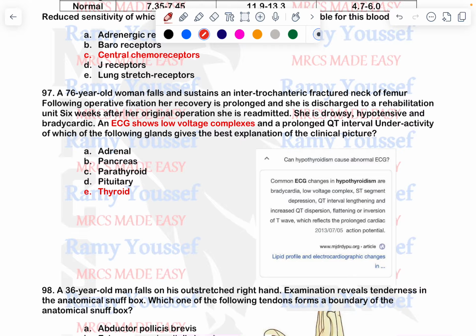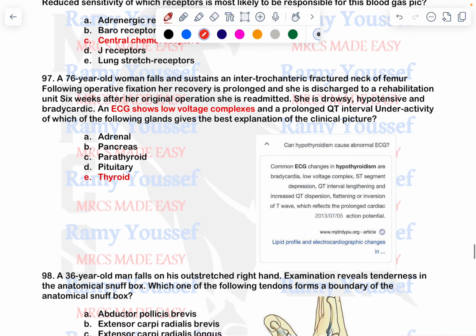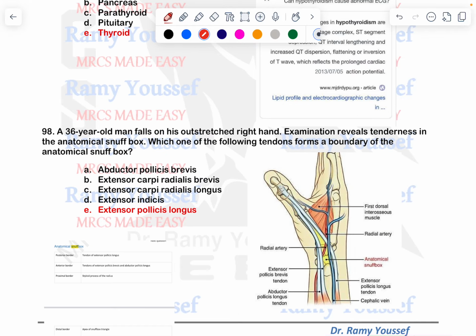A 36-year-old man falls on his outstretched hand, with examination tenderness in the anatomical snuffbox. Which one of the following forms the boundary of the anatomical snuffbox? So extensor pollicis longus forms the posterior medial border. Abductor pollicis longus, extensor pollicis brevis. Abductor pollicis brevis is not there.